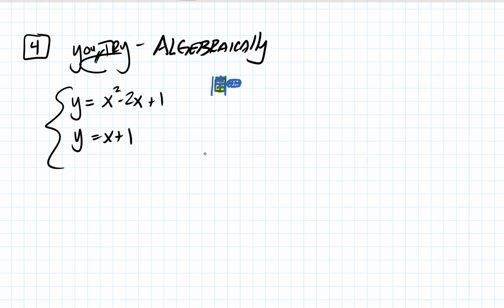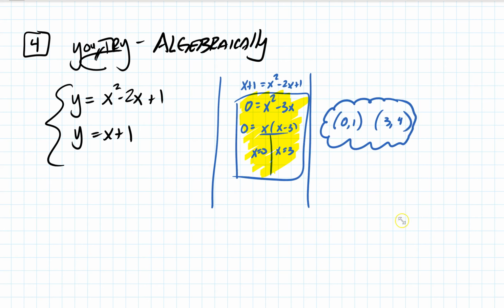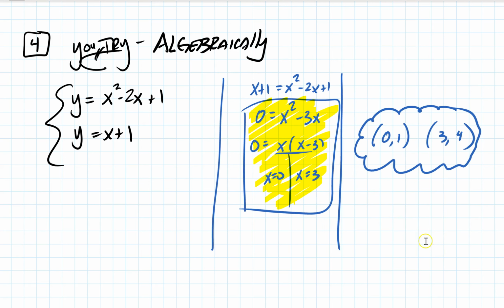Okay, let's have you try one, see what you come up with, and see if you get the right answer. Okay, hopefully you got the right answer. And here it is right here. So plugging in and going, I end up with a 0, 1 and a 3, 4 just by substituting and coming up with the two solutions.